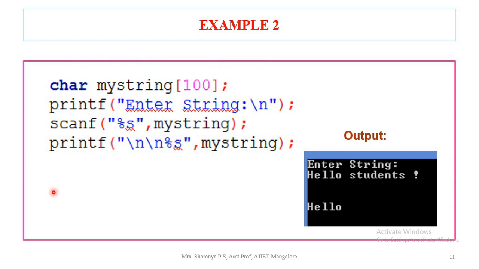Here one more example is displayed, with the string name as mystring, the size mentioned as 100 and the data type char. It asks the user to enter the string, and the string entered here is hello student. But when we see the output from the printf statement that displays the string back onto the screen, we can see only hello. Where is the student? That is the problem we have encountered with scanf.